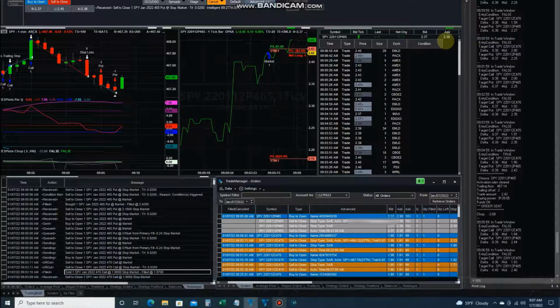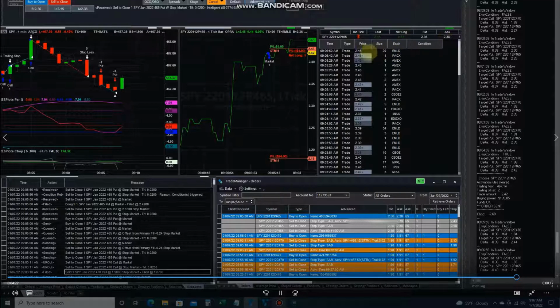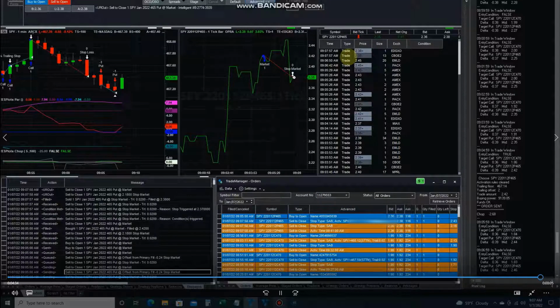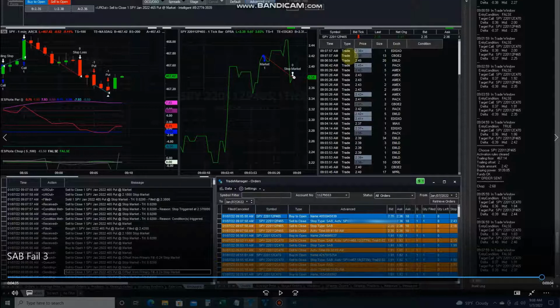Now shortly we'll see that a trade prints below the trailing stop, and at that point the sell market order will be sent. Order filled. And there it is. I'll stop that again. So you saw the ask.